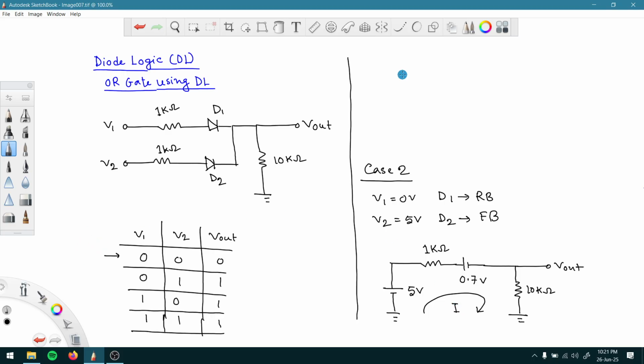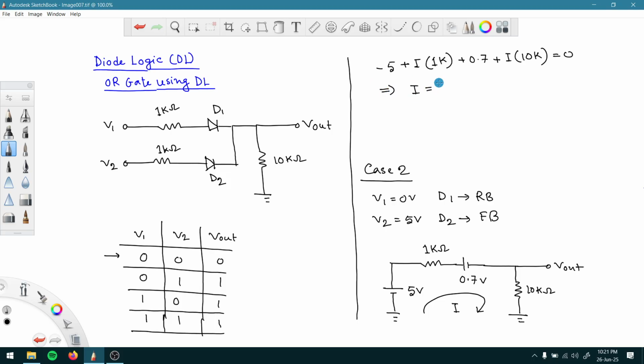To find out the value of I, we can take a KVL in this path. So it should be -5 plus I multiplied with the value of resistance which is 1 kilo ohm, then 0.7 volt. Then we are coming here, so I current is flowing, no current is flowing through this path because this is open circuited, so I will go through this path to ground. So we can write plus I multiplied with 10k, then this should be equal to 0.